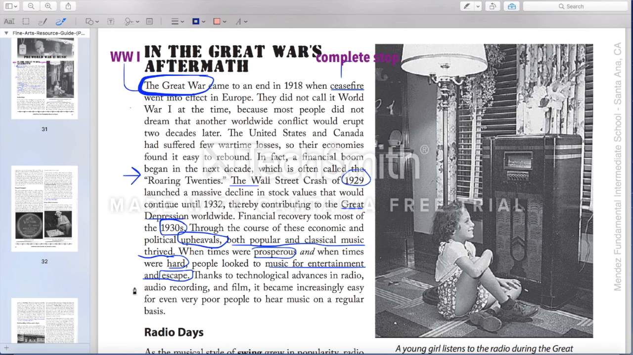Thanks to technological advances in radio, audio recording, and film, it became increasingly easy for even very poor people to hear music on a regular basis. Do you guys think that people would easily access music prior to radios? If you're thinking no, you're correct.